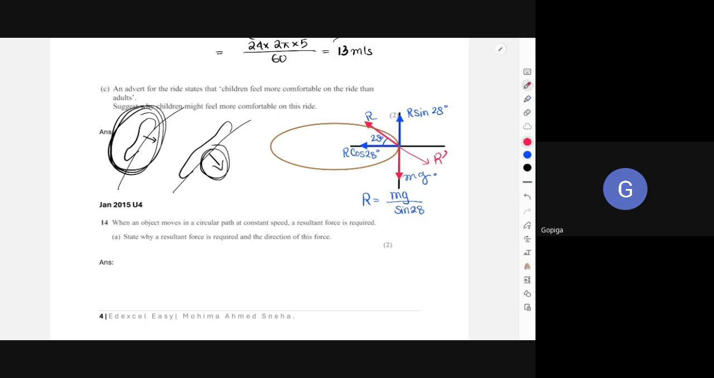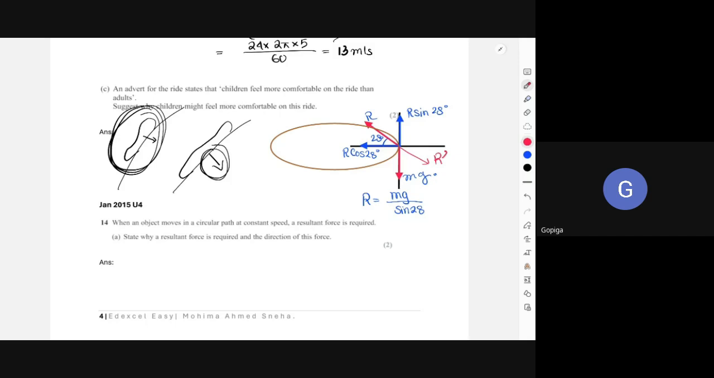Depending on their masses, this R prime force will change. So the larger mass means larger reaction force. So they will be pushed very hardly back into the seat in order to keep them onto the seat while the graviton is rotating. And if we're talking about a child who has a smaller mass, the smaller mass means smaller reaction force. So they will be pushed less hardly onto the seat.